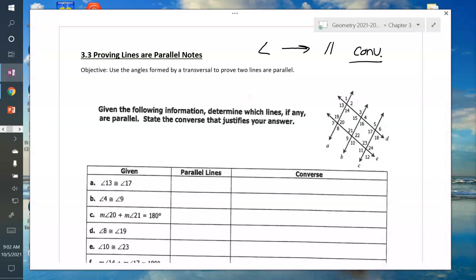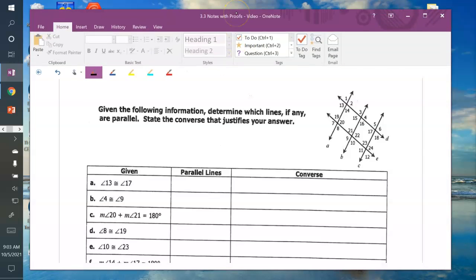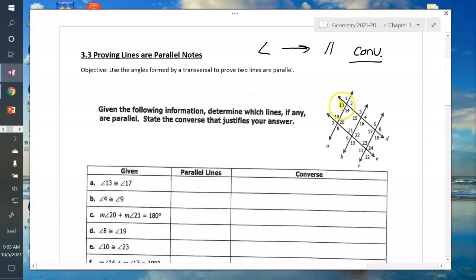So let's play around with this a little bit. We're going to look at this picture. We've got the 5 lines in here. And we're going to look at what we know about the angles, and from there, decide if the lines are parallel and then our justification. So really helpful to take a highlighter and mark these angles that we're looking at. So we're looking at angle 13 and angle 17 first.